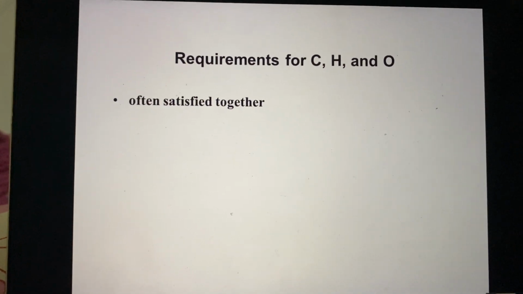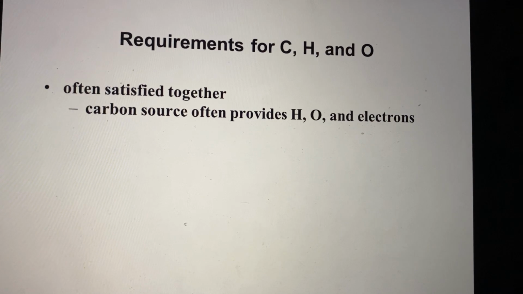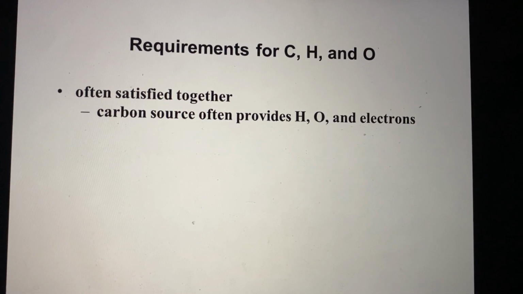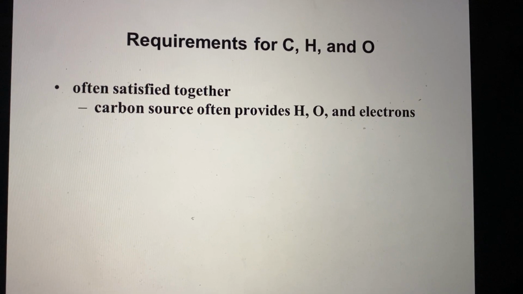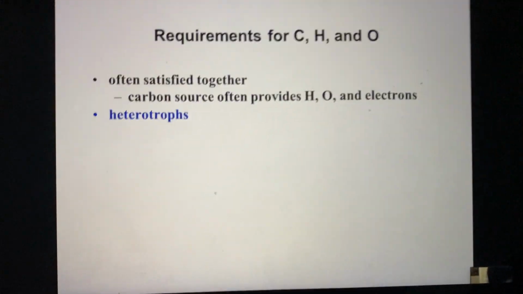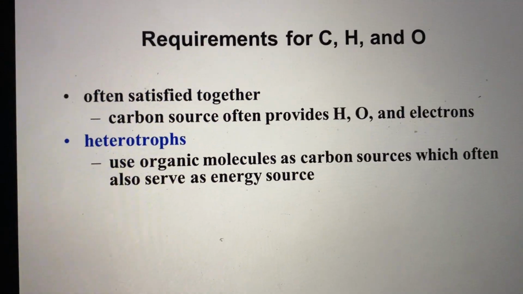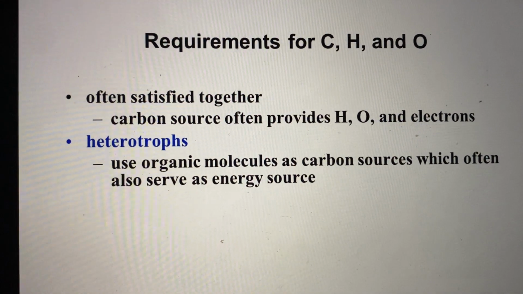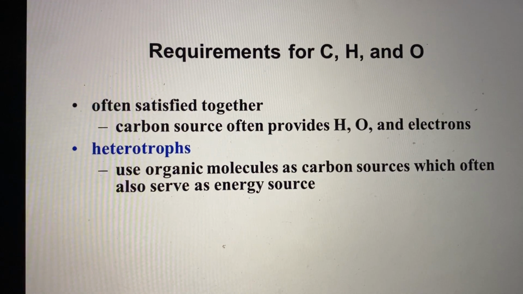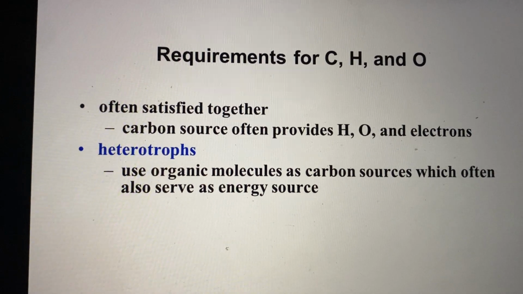So the requirements for carbon, hydrogen, and oxygen are usually satisfied together, and the carbon sources that the microbes use will not only provide carbon, but also hydrogen and oxygen, and an electron source also. So we come across terms such as heterotrophic and autotrophic. Heterotrophs are those organisms that can use organic molecules as a carbon source, and they also use the same carbon source as the energy source.